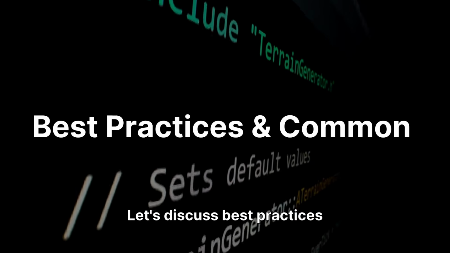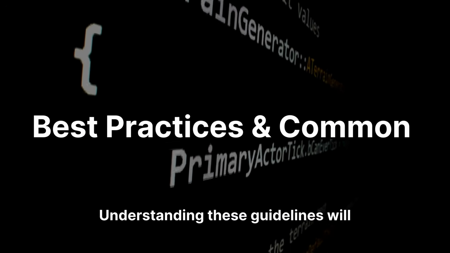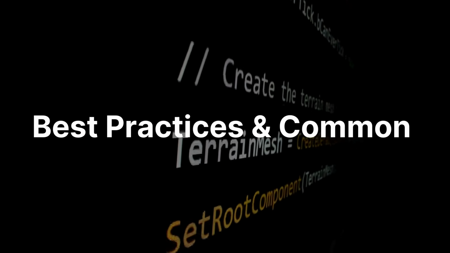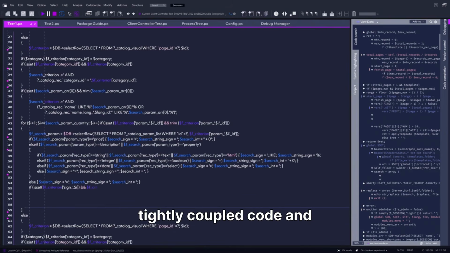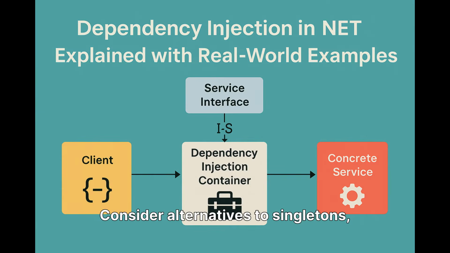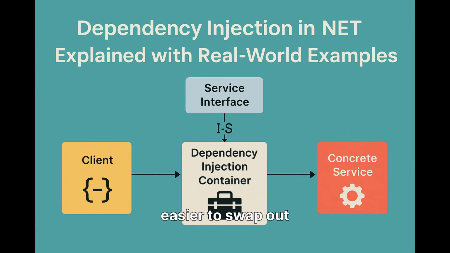Let's discuss best practices and common pitfalls when using static classes and singletons. Understanding these guidelines will help you leverage their power effectively while avoiding potential issues in your projects. Beware of overusing static classes and singletons, as they can lead to tightly coupled code and make testing difficult. Excessive reliance on them can reduce flexibility and introduce hidden dependencies within your application. Consider alternatives to singletons, such as dependency injection, for more flexible and testable designs. Dependency injection promotes loose coupling and makes it easier to swap out components, improving maintainability and testability.